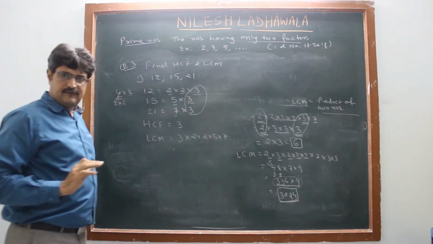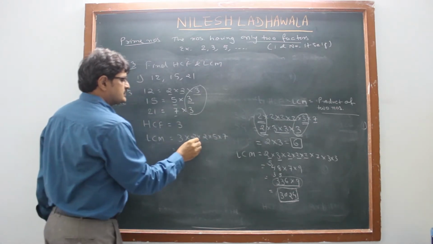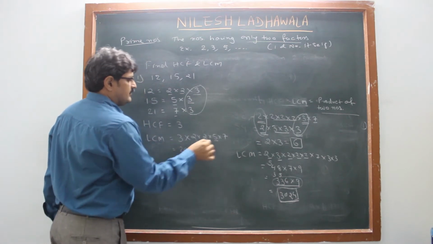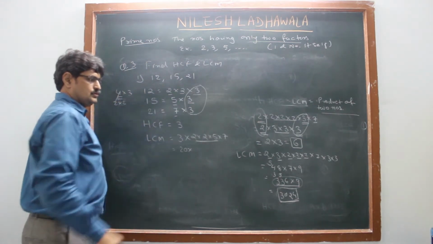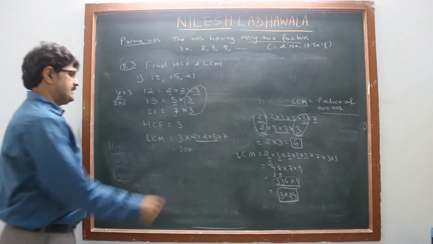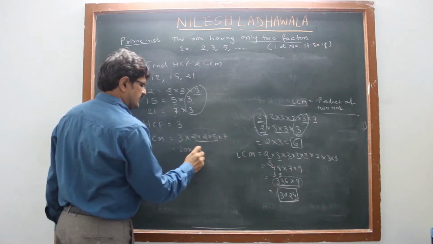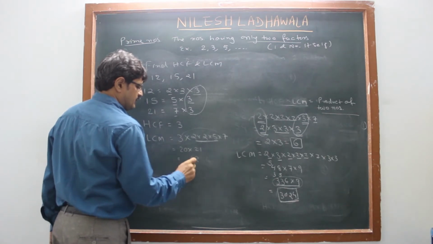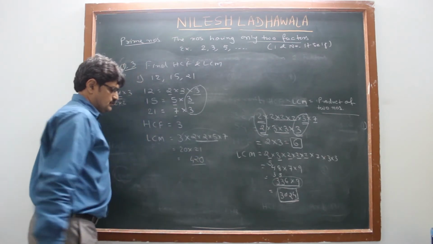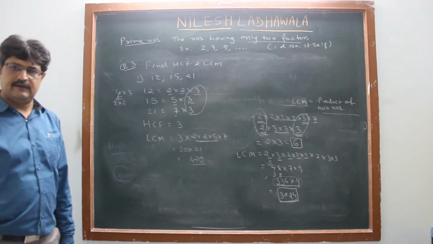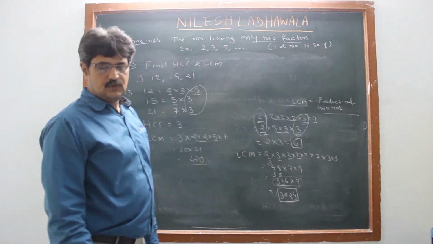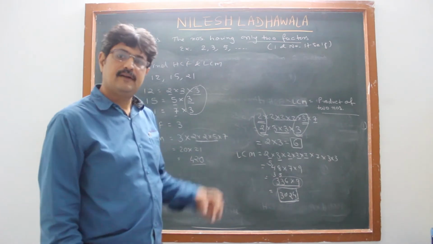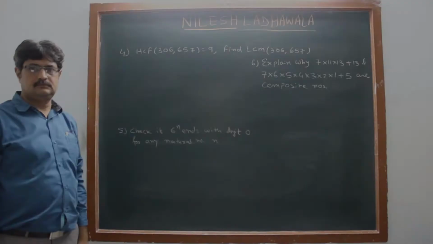Now I will simplify it, right? 2 2s are 4 and 4 5s are 20. 5 into 2 into 2, that will be 20. And 7 into 3, that is 21. So 2 1s are 2, 2 2s are 4 followed with 0. So our LCM will be 420. In this way, we can find HCF and LCM of 3 numbers.